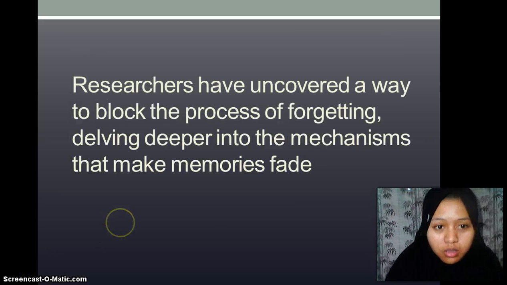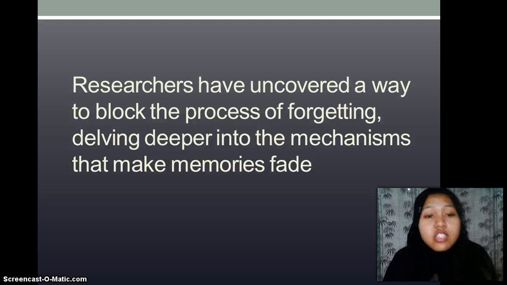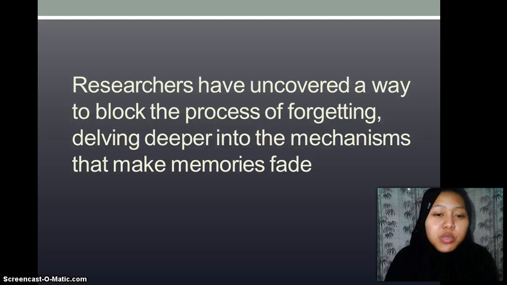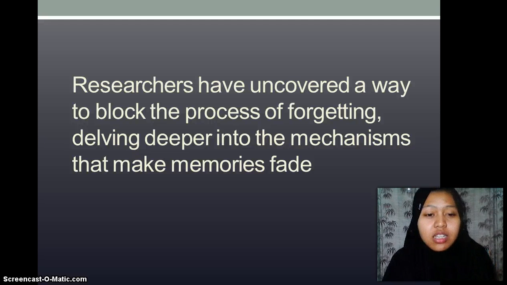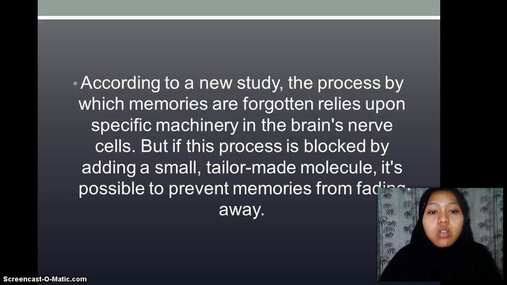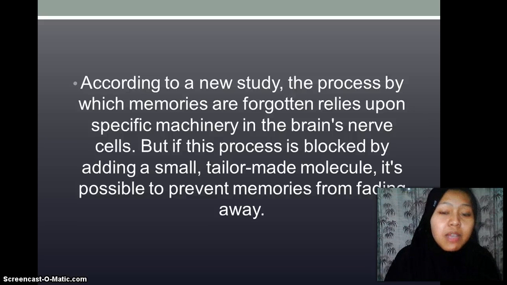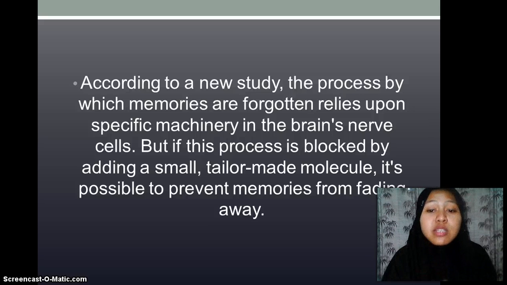And then, researchers have uncovered a way to block the process of forgetting, delving deeper into the mechanisms that make memories fade. According to a new study, the process by which memories are forgotten relies upon specific machinery in the brain's nerve cells. But if this process is blocked by adding a small tailor-made molecule, it's possible to prevent memories from fading away.